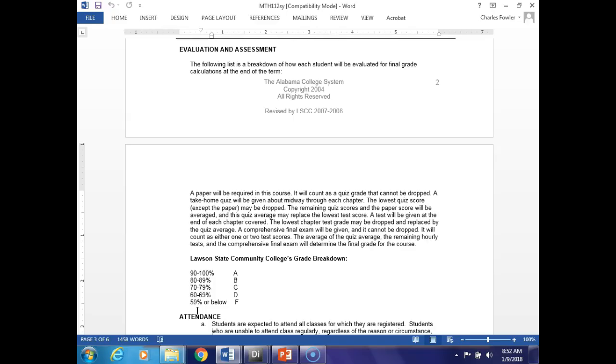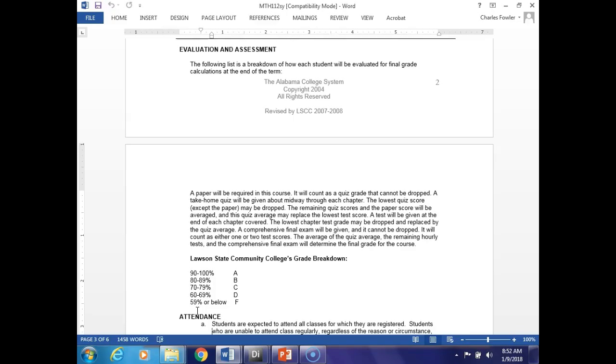The remaining quiz scores and the paper score are averaged together, and that gives you a quiz average, cleverly named. Okay? That quiz average may replace your lowest test score, the chapter test that you do. And there's no reason it shouldn't, unless, of course, you didn't turn in a paper or did a really lousy job on it, then it may not help you. But if you do a decent job on the paper and do your quizzes and you use all your resources, you should have a pretty good score coming in. And that quiz average can replace your lowest chapter test score. Now again, if your test scores are high and your quiz average is low, I won't let it hurt you. I'll only allow it to help you.